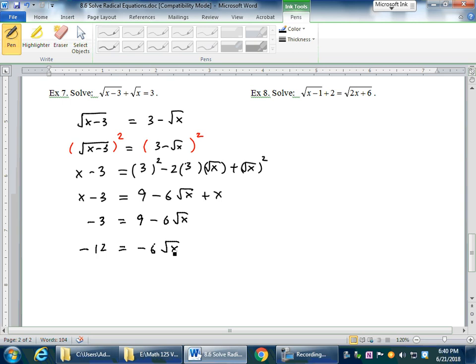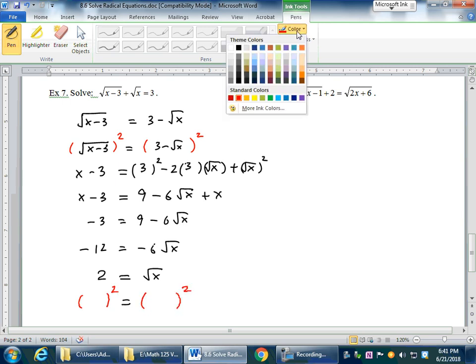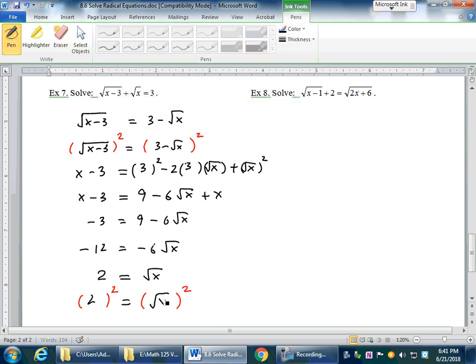We will divide by the coefficient of the radical only if it is divisible. Since negative 12 is divisible by negative 6, we're going to divide both sides by negative 6. That'll give me 2 is equal to square root of x. Now I've isolated the radical term alone already, so I'm going to raise the power of 2 to both sides, which gives us 4 is equal to x.